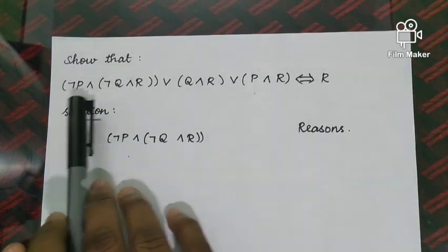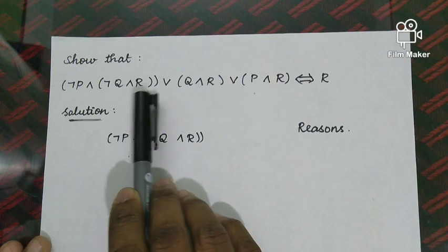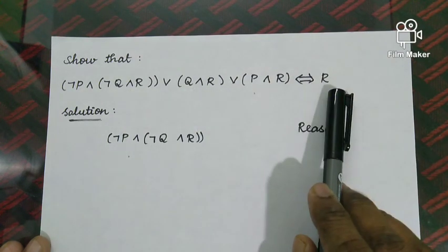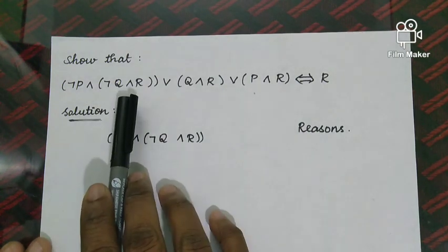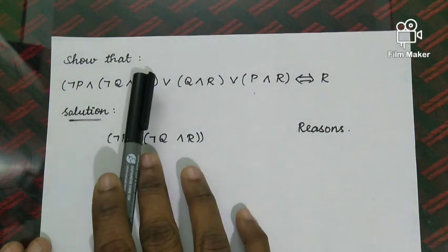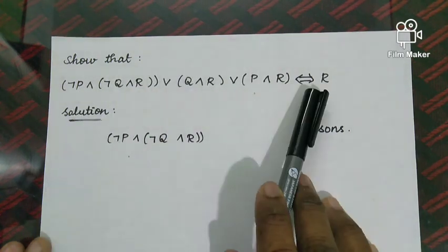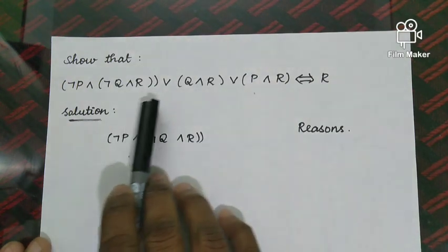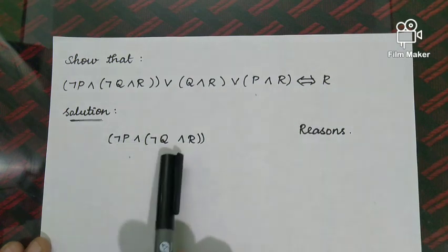Look at this question. Show that (negation P and negation Q and R) or (Q and R) or (P and R) is equivalent to R. So this is the way the question will be there. In this question, it's directly given: show that. It's not mentioned that we are supposed to use a truth table or reasons, nothing is given. Okay, so how are we going to prove this one? We take the left hand side and we bring the right hand side, R.